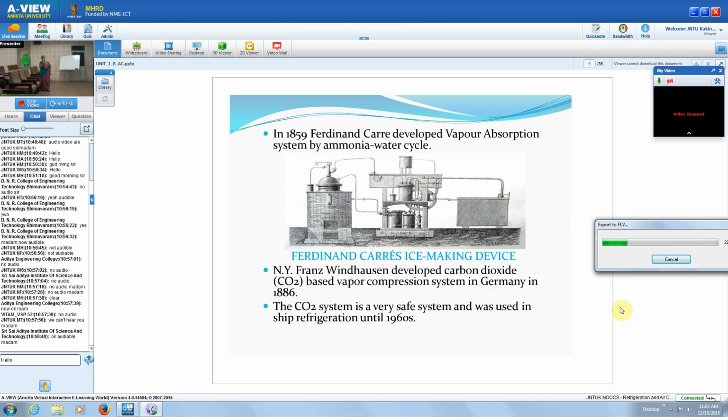In 1859, Ferdinand Carre developed the vapor absorption system using the ammonia-water cycle. That is the model. Afterwards, carbon dioxide based vapor compression system was developed in Germany in 1886. The carbon dioxide system is a very safe system and was used in ship refrigeration until the 1960s.